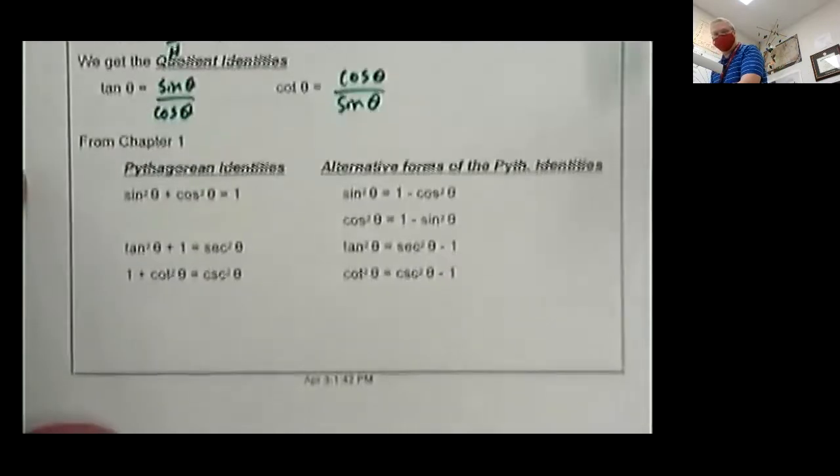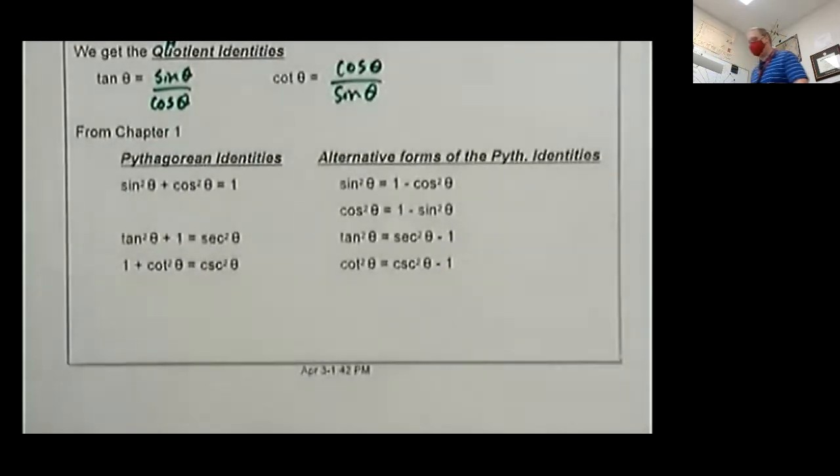From chapter 1, we studied the Pythagorean identities, and that came from x squared plus y squared equals 1, which is really just the Pythagorean theorem because 1 is the hypotenuse. We saw that x is cosine, y is sine. So we replace x and y with cosine and sine. We get sine squared theta plus cosine squared theta equals 1.